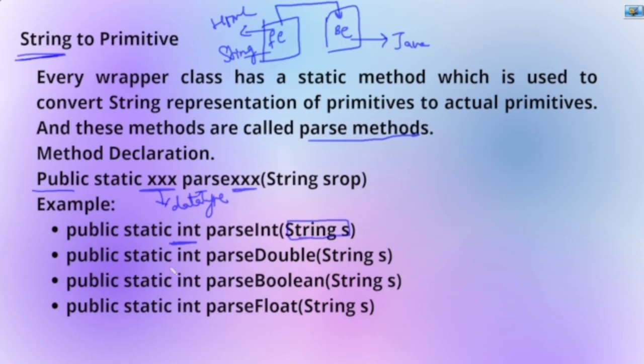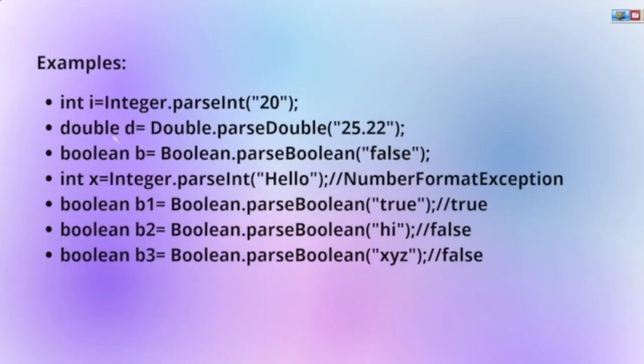And as an example, public static int parse to double. So you can see parseDouble. What do you have to pass? The string that is there, you need to pass it to a double. Similarly, boolean and float. Let us see some examples here.